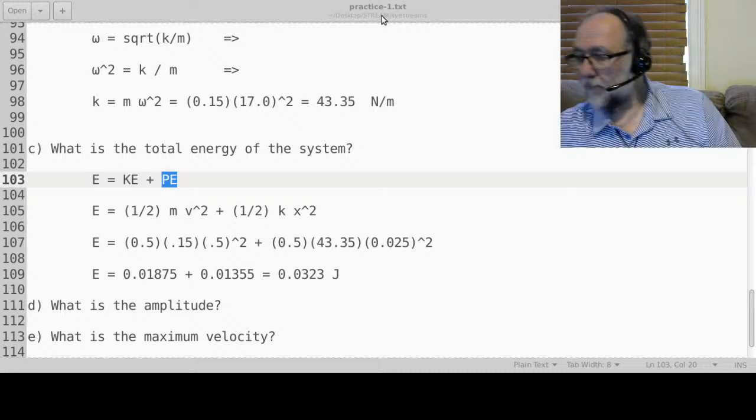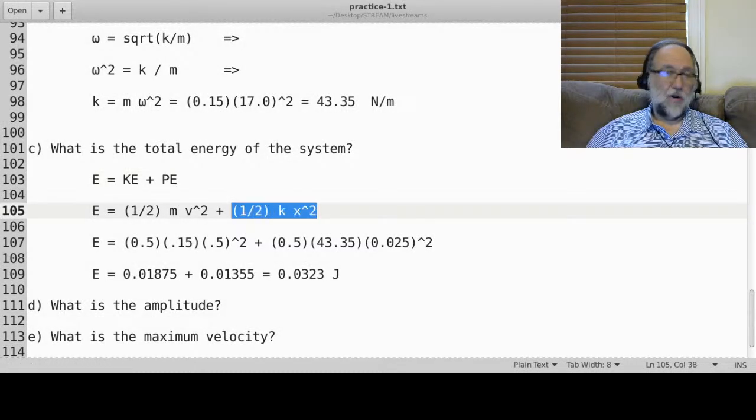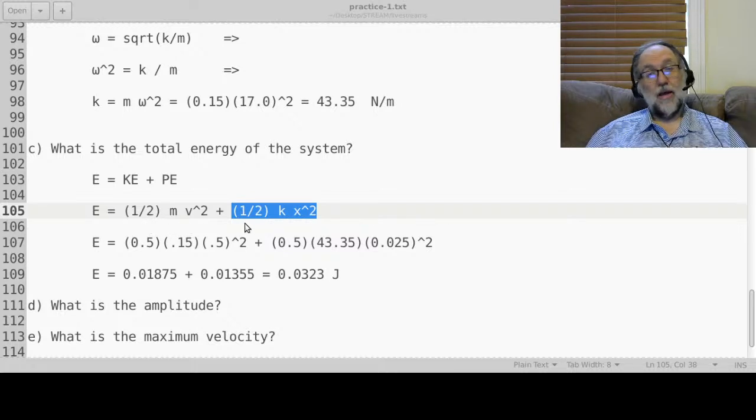The potential energy for a spring is 1/2 kx squared, and so ta-da, there it is. It appears even for an oscillator. So the potential energy is 1/2 kx squared. The kinetic energy is 1/2 mv squared. The potential energy is 1/2 kx squared.